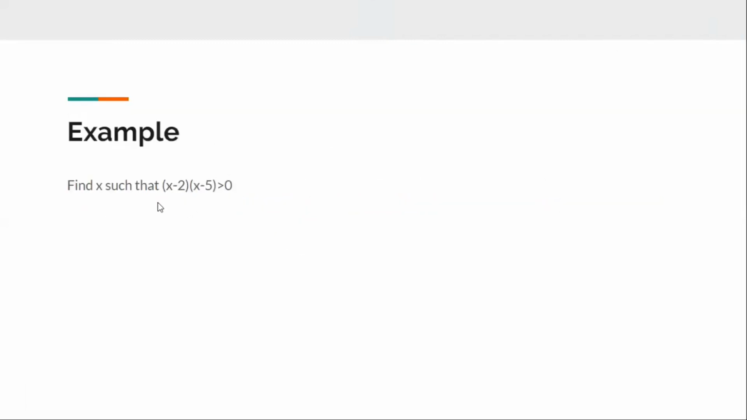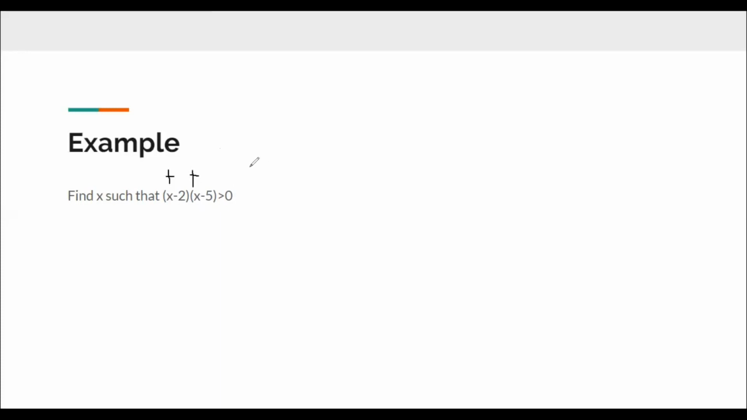Example: find x such that x minus 2 times x minus 5 is greater than 0. Find all x. So you want both of them to multiply to be positive, which means that either both of them are negative or both of them are positive. You can't have one negative and one positive, and they can also be 0. So you want to find first, let's look at when they're both positive.